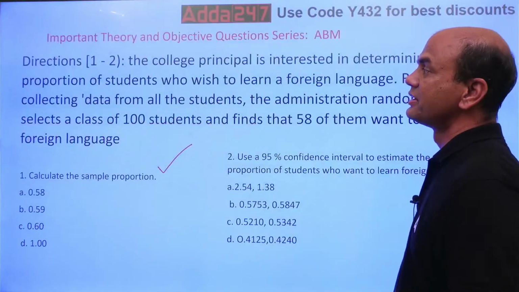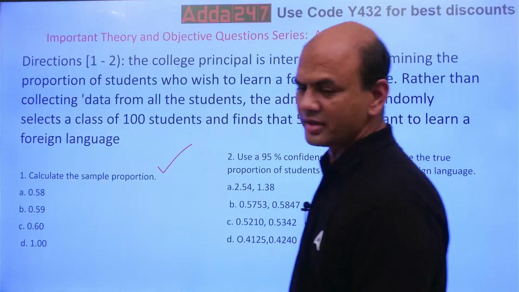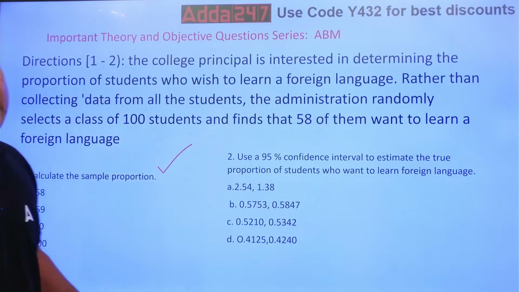Let's start. Here, immediately a case study. Read this, everyone. The college principal is interested in determining the proportion of students who wish to learn a foreign language. Rather than collecting the data from all the students, the administration randomly selects a class of 100 students and finds that 58 of them want to learn a foreign language. This is the overall premise given to you. Premise means this is overall the case given to you.